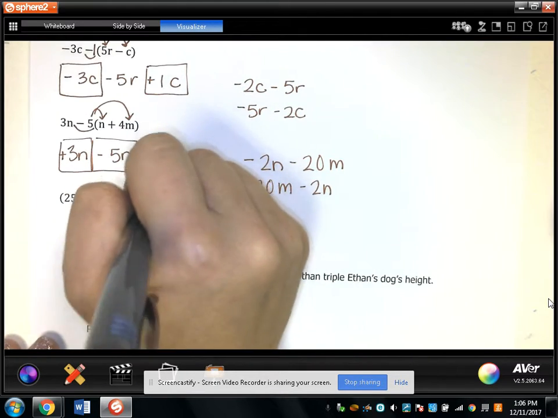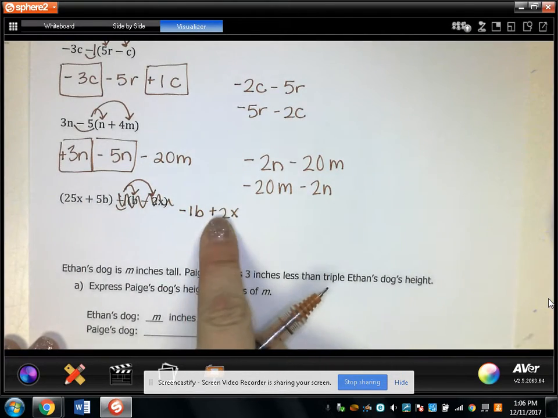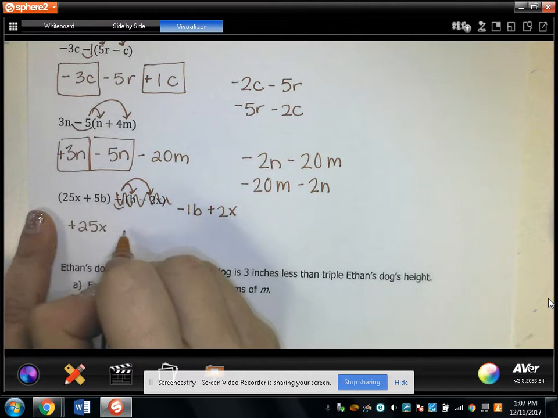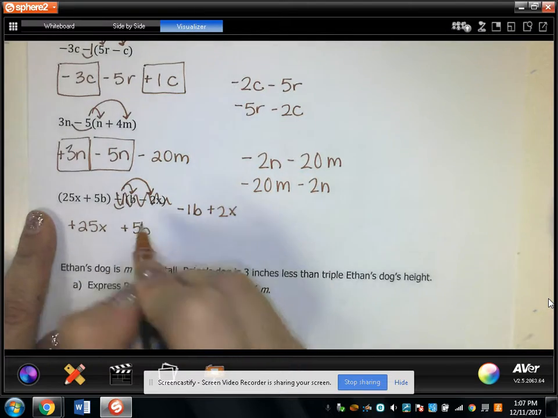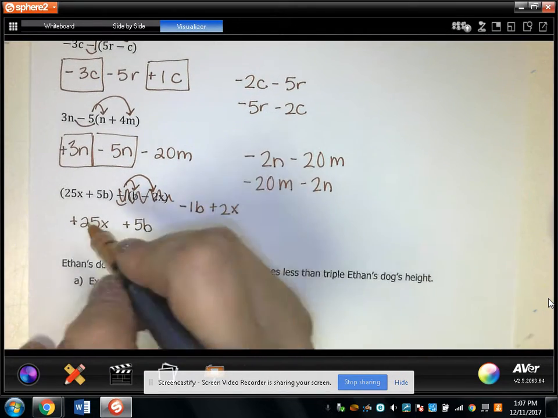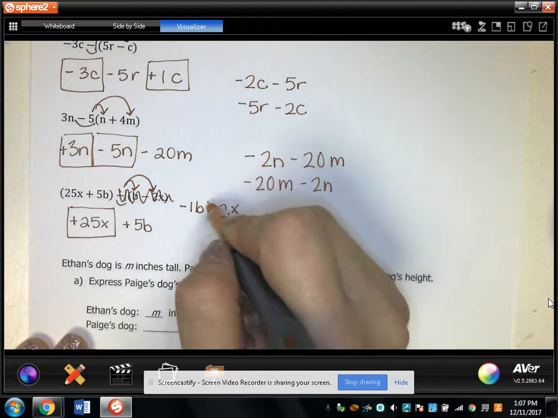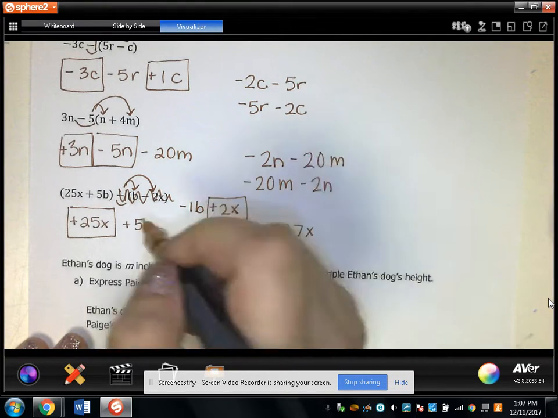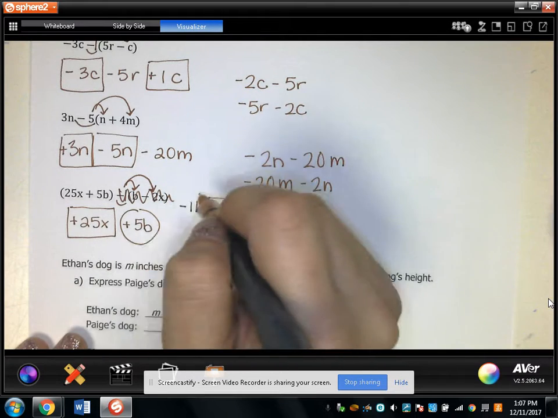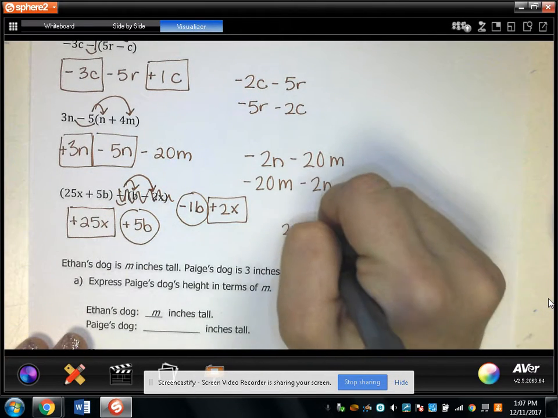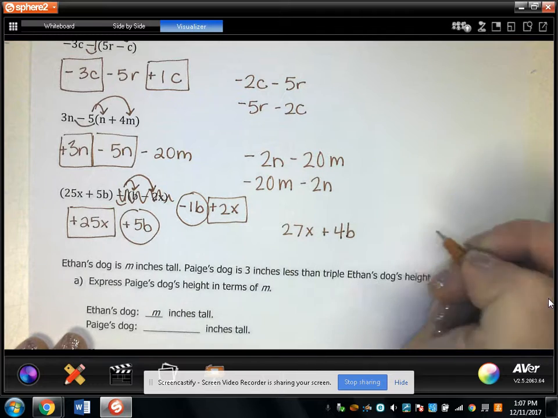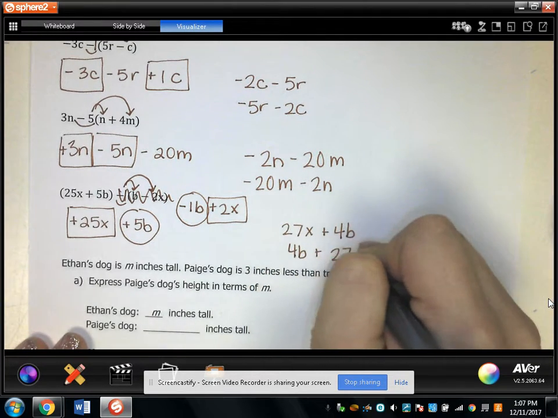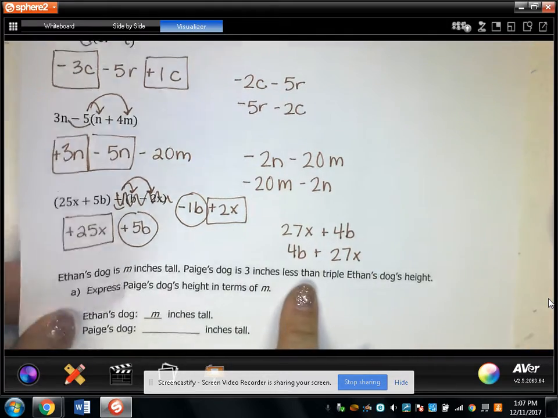So I'm going to cross this off because I'm going to use this nice, neat version. And I also have a positive 25x and a positive 5b. So now I'm going to combine like terms. Positive 25x, positive 2x is positive 27x. Positive 5b minus 1b is positive 4b. I also could have written this as positive 4b plus 27x because of the commutative property of addition.